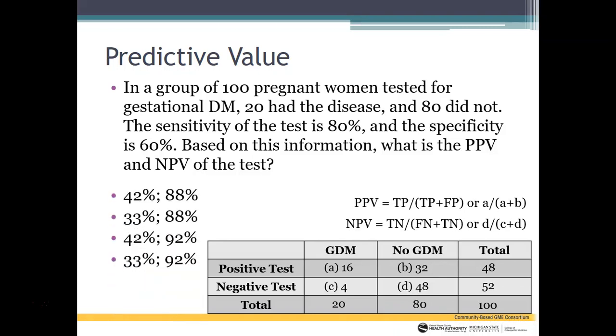So there's our formulas and there's our choices. So the positive predictive value would be the number of positive tests of people who indeed had the condition over the total number of positive tests. So that would be 16 over 48. And the negative predictive value would be the negative tests truly negative over the total negative tests. So that would be 48 over 52. And so the answer is 33% and 92%.